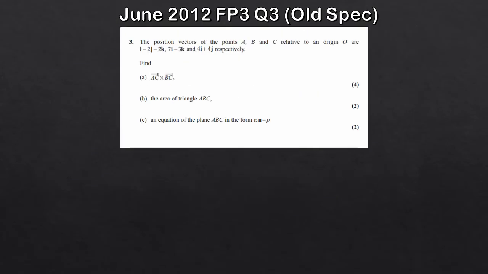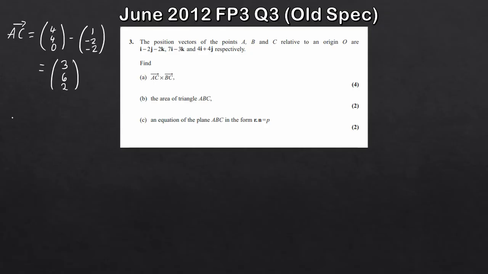We've just got one more question here. Again, a very standard exam style question. So, just like we did with the first one, we have to find AC crossed with BC. Well, again, let's work out AC first. So AC is going to be equal to C, which is 4, 4, 0, minus A, which is 1, minus 2, minus 2. Plug this into your calculator, that's 3, 6 and 2.